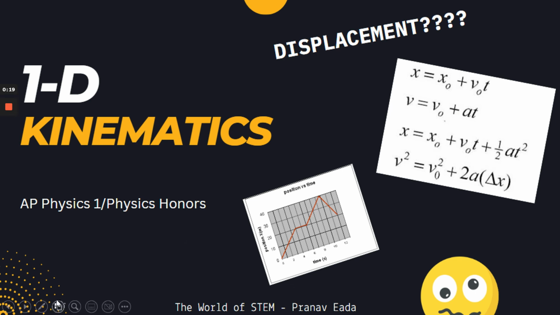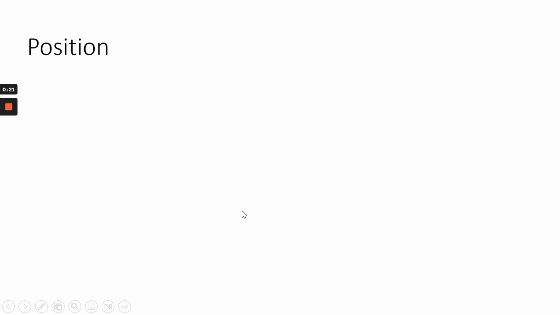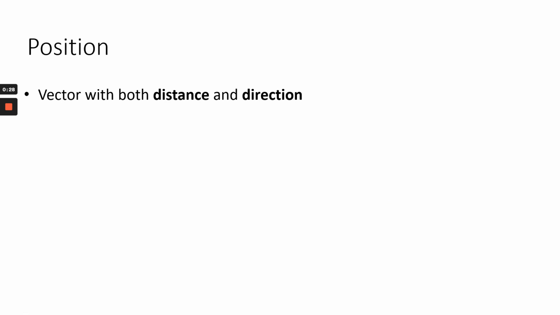Alright, so to begin, let's talk about position. Position is a vector with both distance and direction. Vectors are usually defined with both a distance and a direction. An example position would be 2 meters i hat, which is usually a direction to represent the orientation on the x-axis, or 6 meters north. So there's a distance given and a direction given.